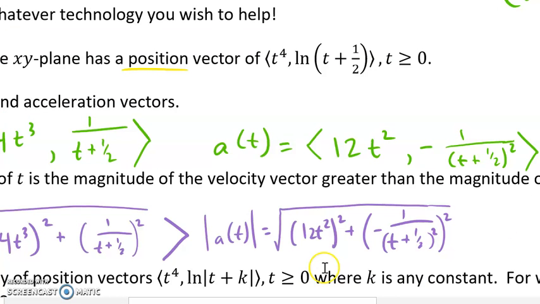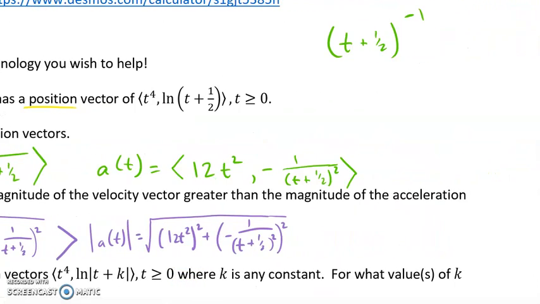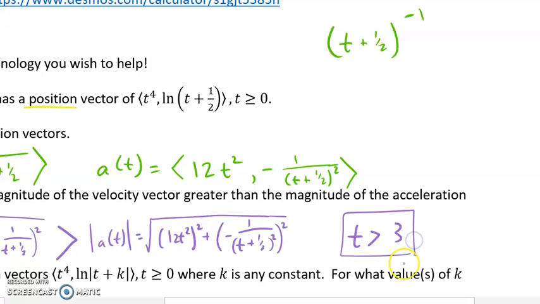So according to Desmos, t is greater than 3. Those are the values for which the magnitude of the velocity vector is greater than the magnitude of the acceleration.